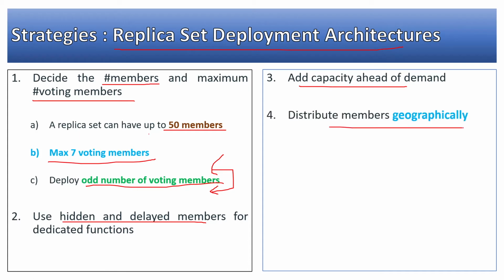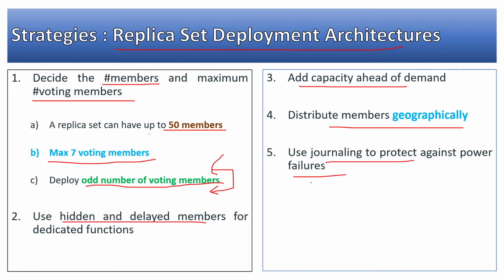Distribute members geographically. All the members should not reside in one data center. They should have data spread across geographically. Journaling: use journaling to protect against power failures. Again, it is related to this only.